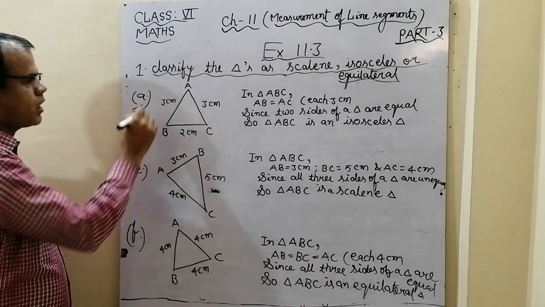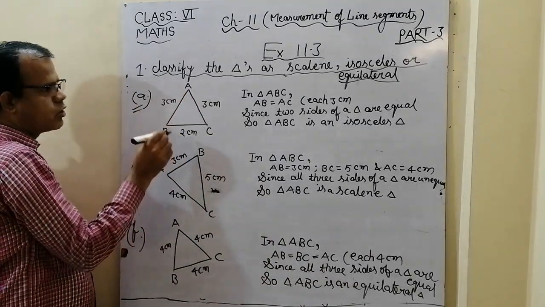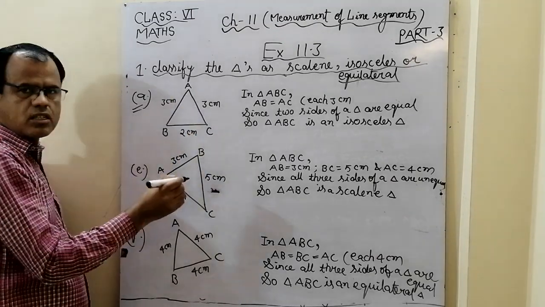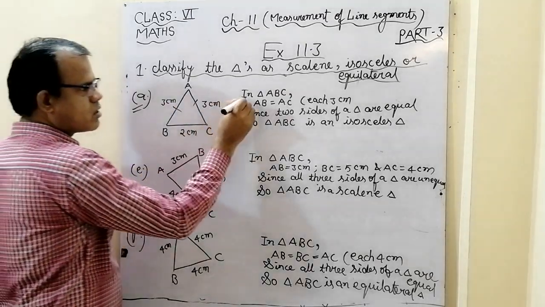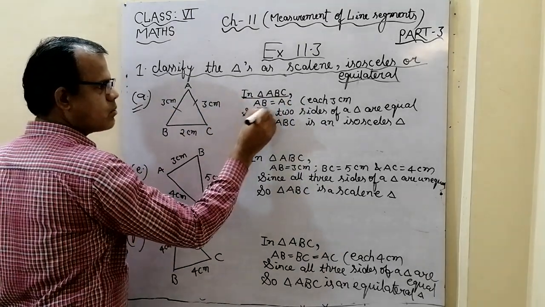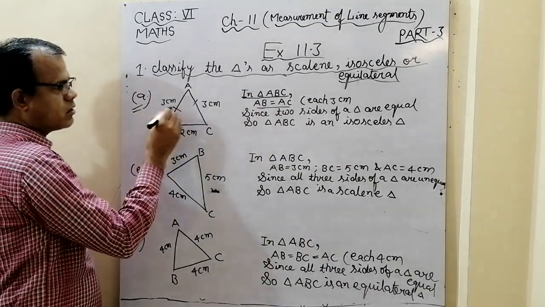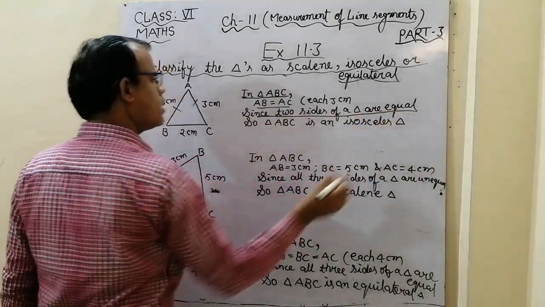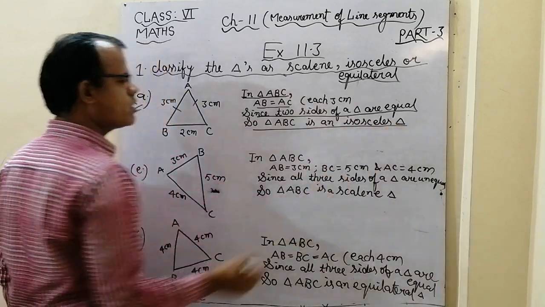So first part, here you can see ABC is a triangle. Here two sides are equal. Which side? AB 3 centimeter, AC 3 centimeter. So AB equal to AC. In triangle ABC, AB equal to AC. Why? Because each length is 3 centimeter. Since two sides of a triangle are equal, so this triangle ABC is an isosceles triangle.